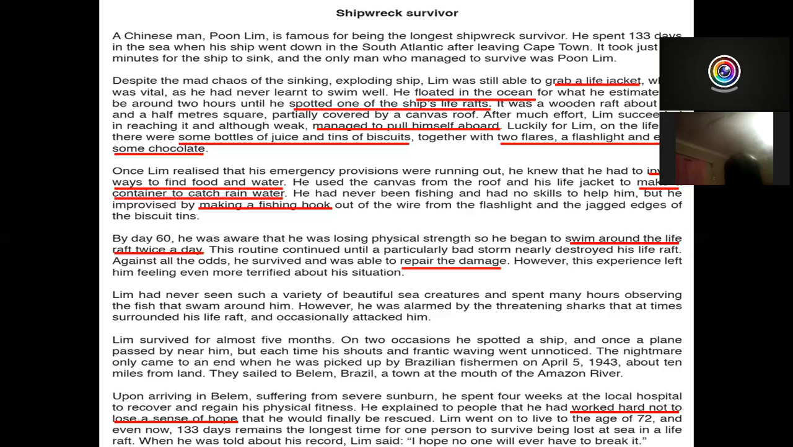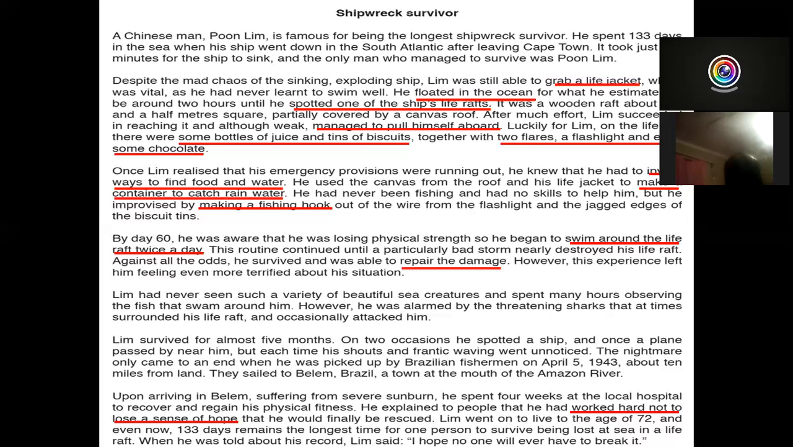They sailed to Belém, Brazil, a town at the mouth of the Amazon River. Upon arriving in Belém, suffering from severe sunburn, he spent 4 weeks at the local hospital to recover and regain his physical fitness. He explained to people that he had worked hard not to lose a sense of hope, that he would finally be rescued. Lim went on to live to the age of 72, and even now, 133 days remains the longest time for one person to survive being lost at sea in a life raft. When he was told about this record, Lim said, "I hope no one will ever have to break it."